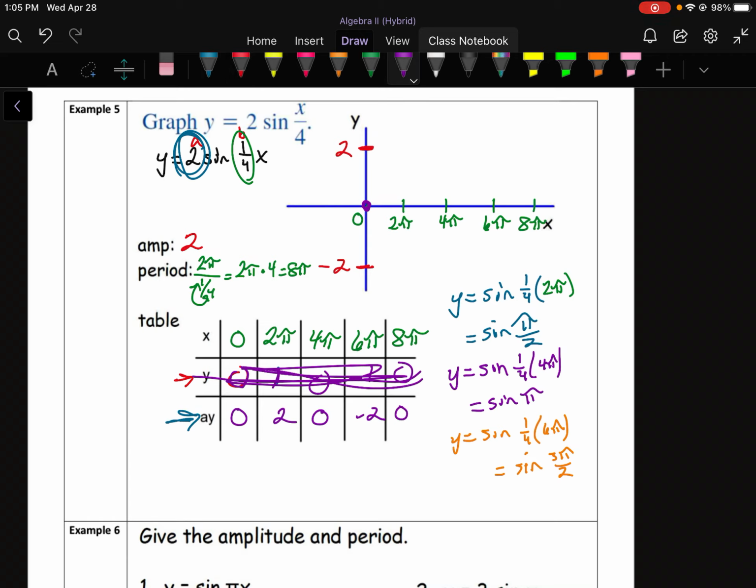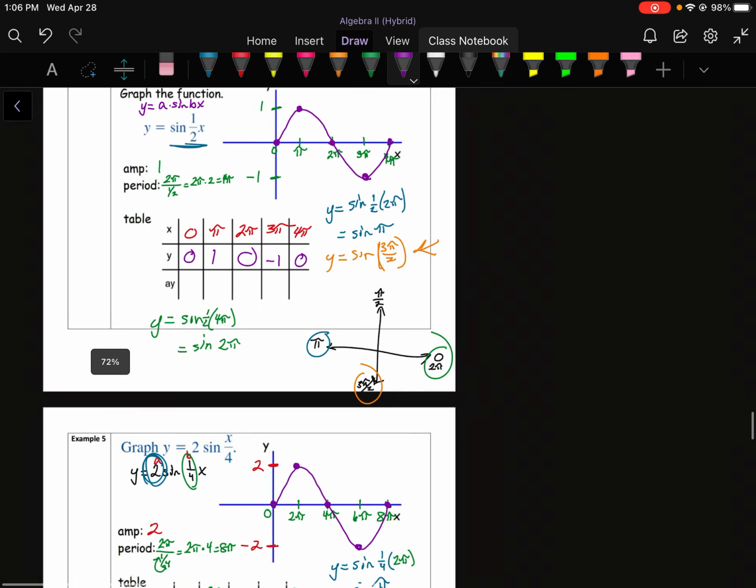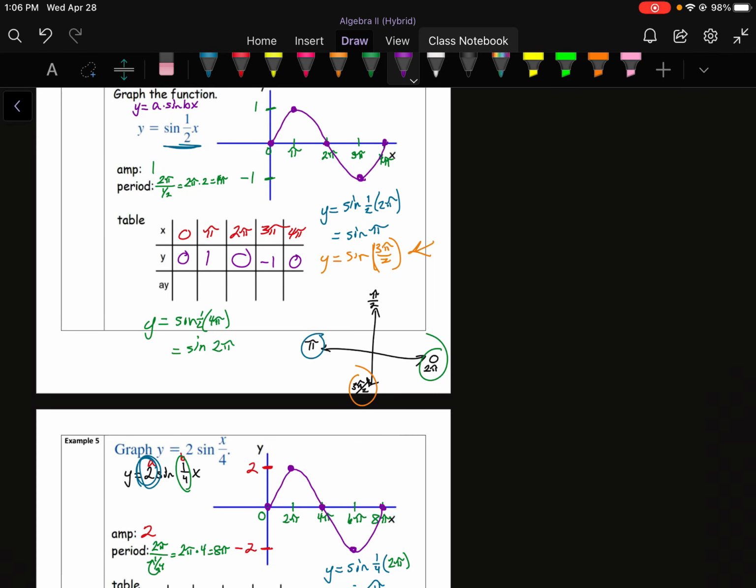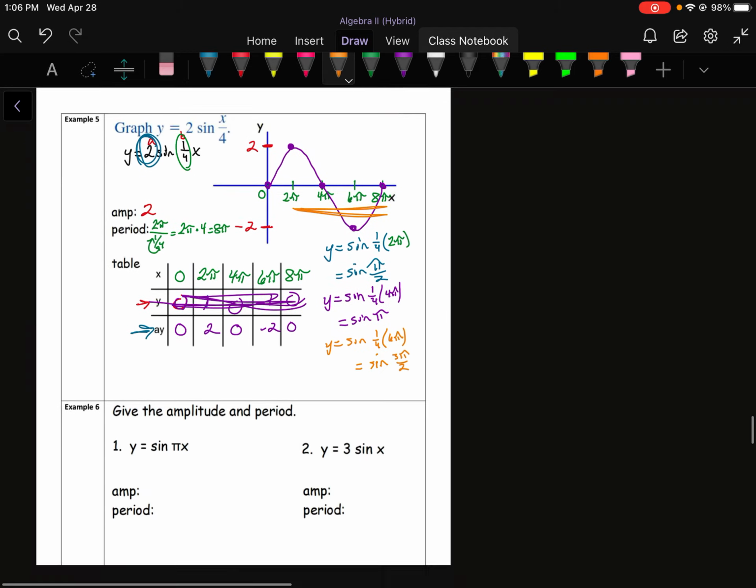So we're going to start at 0, 0. Then we're going 2 pi up to 2. 4 pi, we're back down at 0. 6 pi, we're down here at -2. And then 8 pi, we finish at 0. So our function looks the exact same as the one we just did. The only difference is these values down here change. I mean, it's all pretty much the same from there on out.